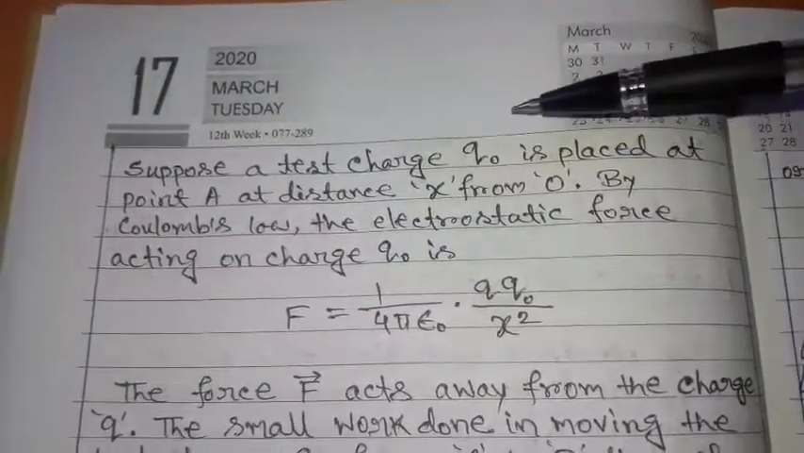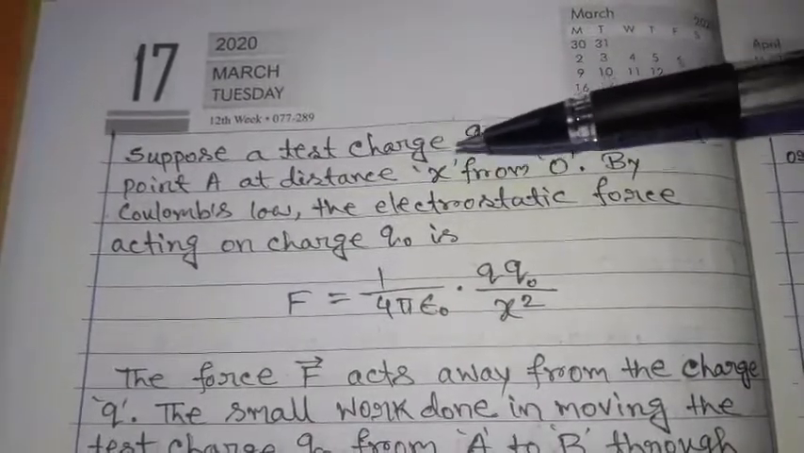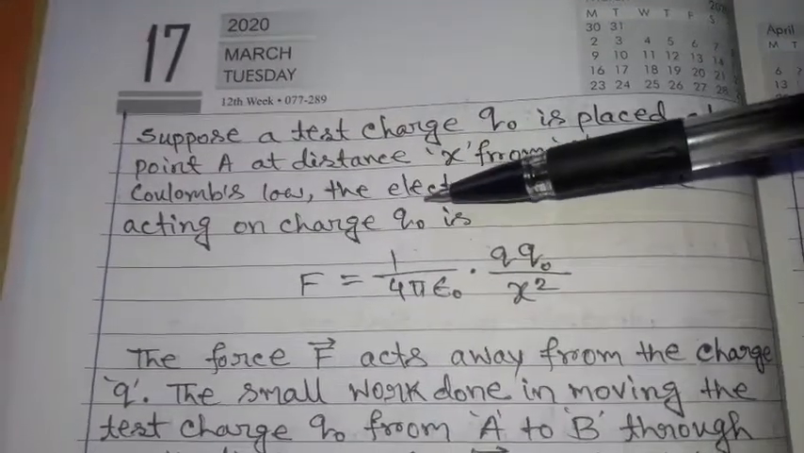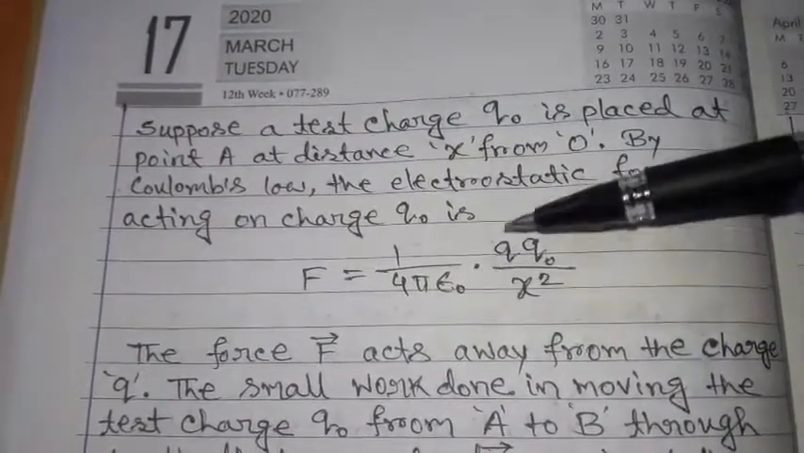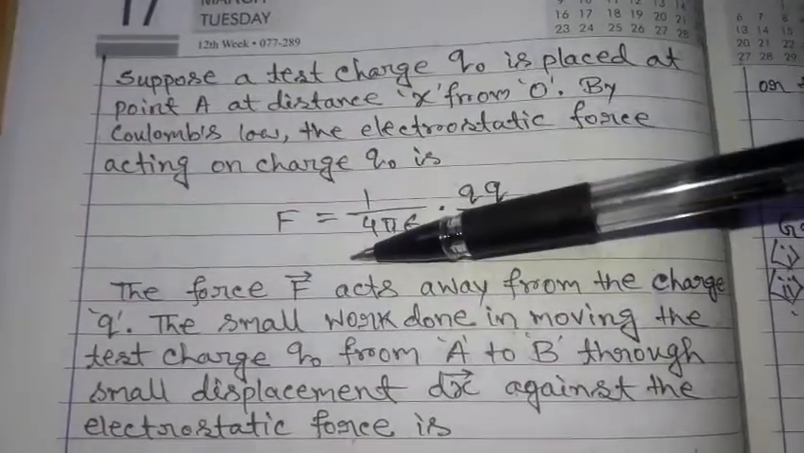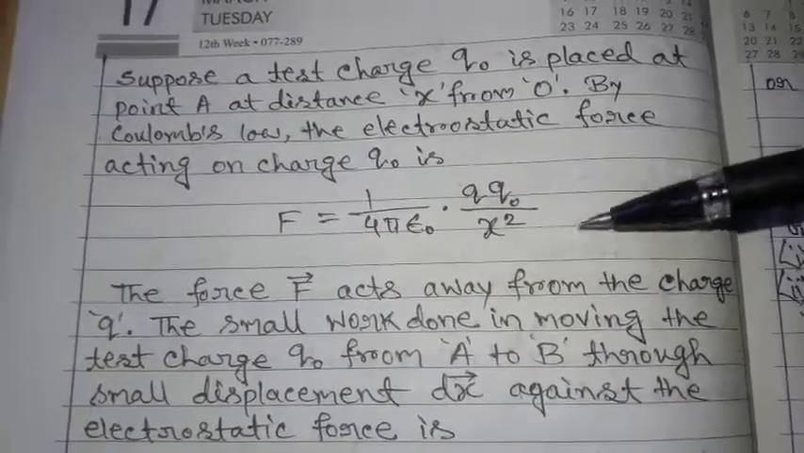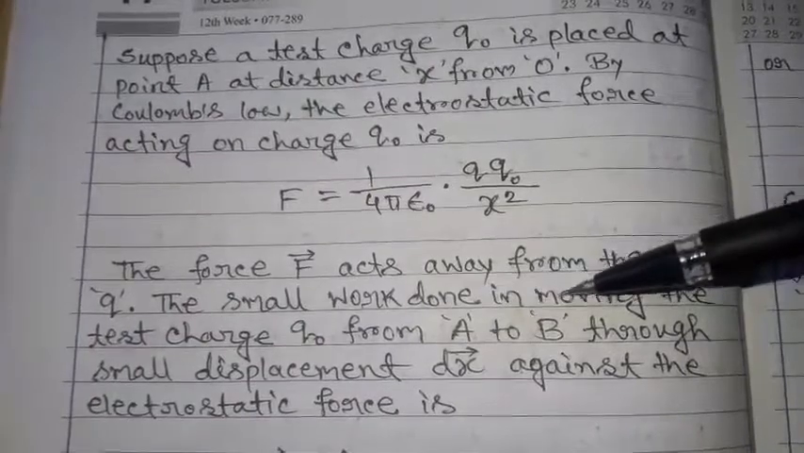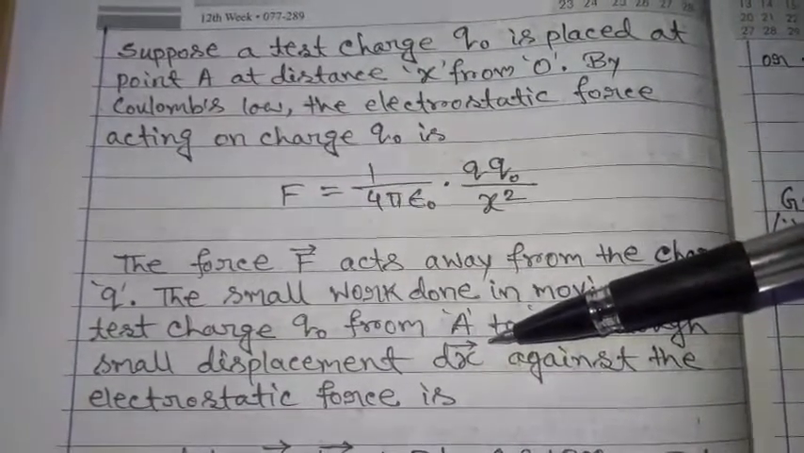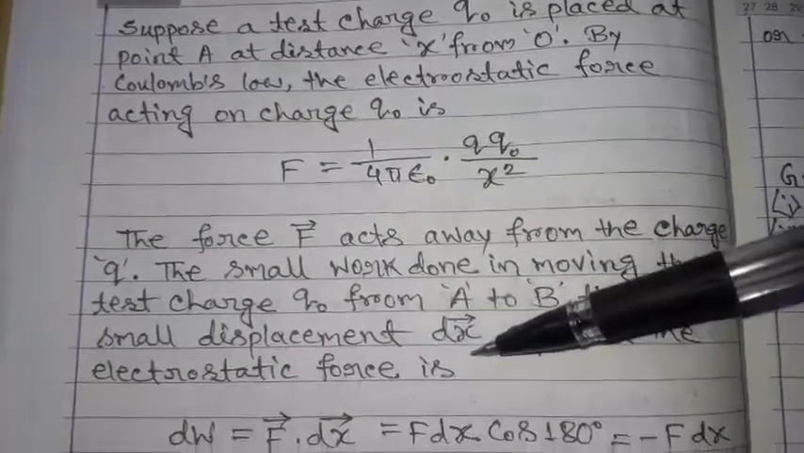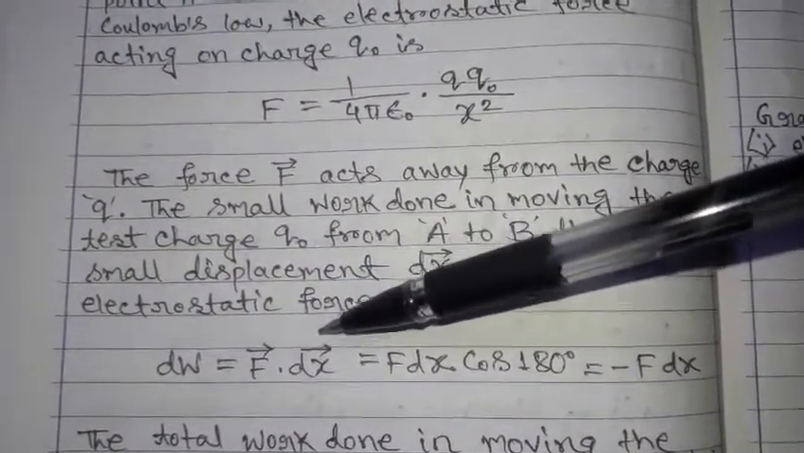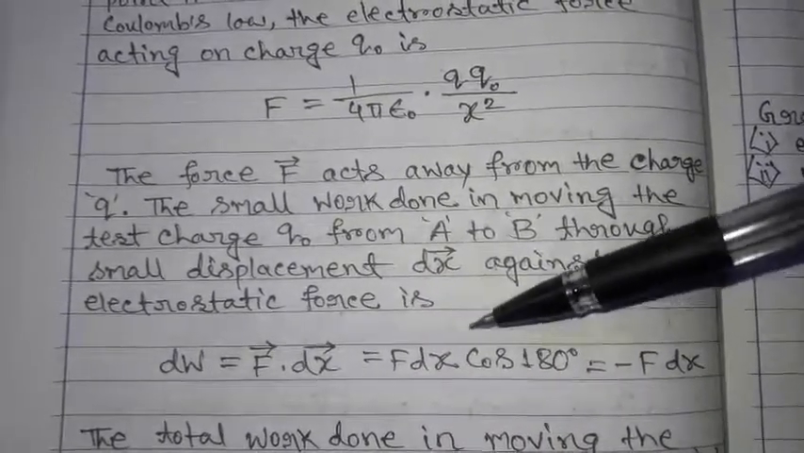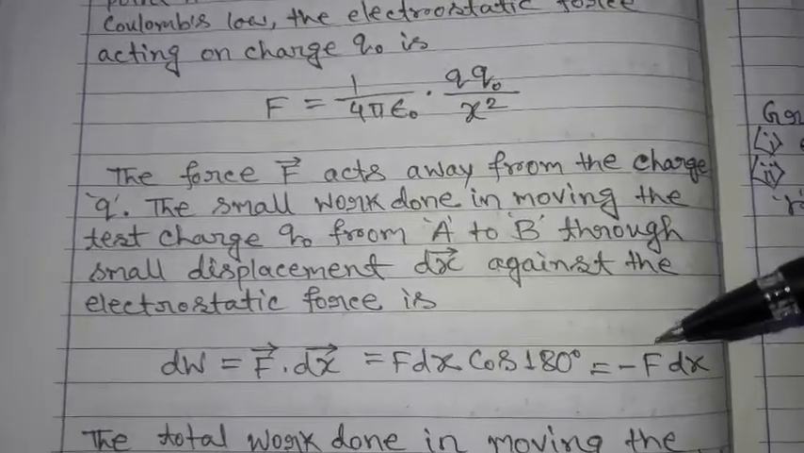Suppose a test charge Q0 is placed at point A at a distance x from O. By Coulomb's law, the electrostatic force acting on the charge Q0 is F equal to 1 by 4 pi epsilon 0 Q Q0 by x square. The force F vector acts away from the charge Q. Small work done in moving the test charge Q0 from A to B through small displacement dx vector against the electrostatic force is dW equal to F dot dx equal to F dx cos 180 degree equal to minus F dx. We know cos 180 degree equal to minus 1. That's why it is minus F dx.